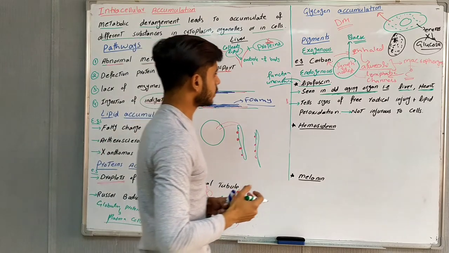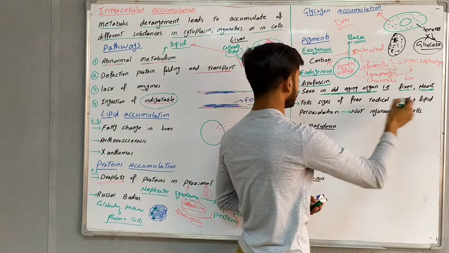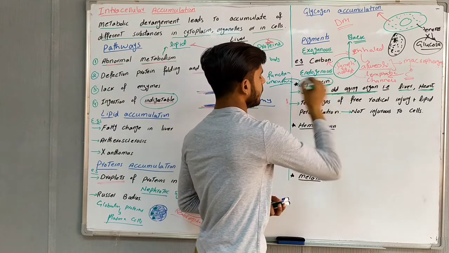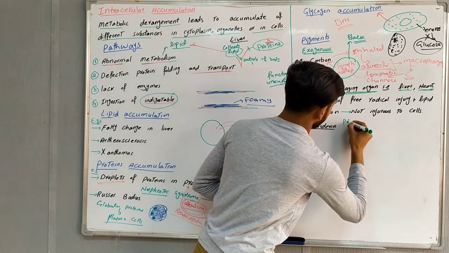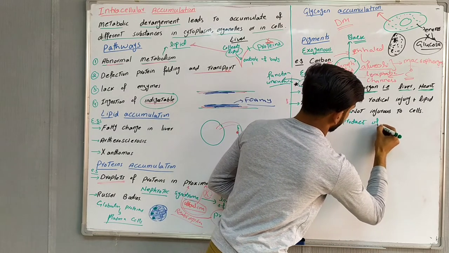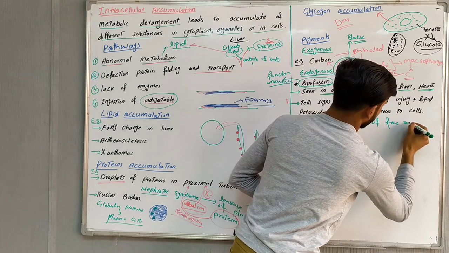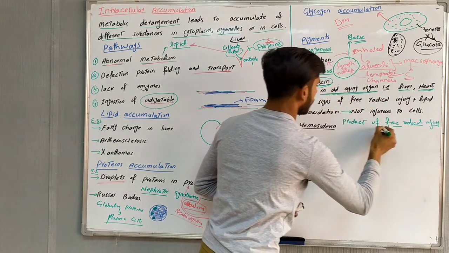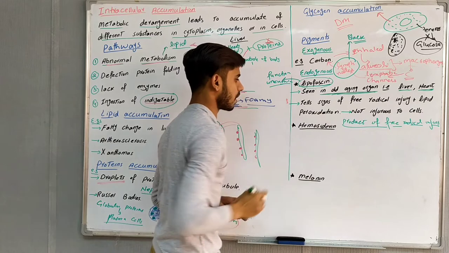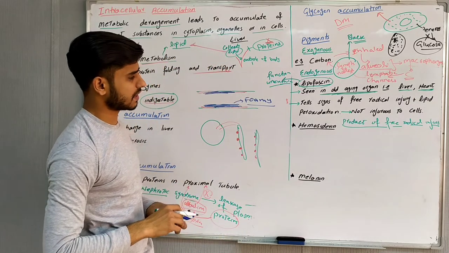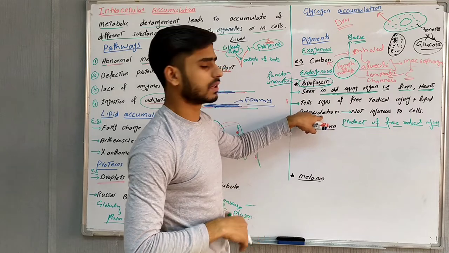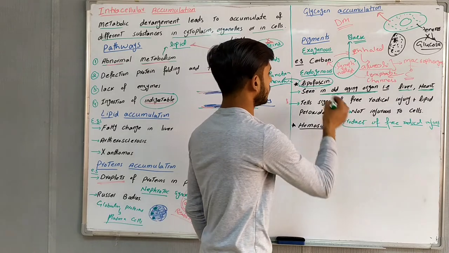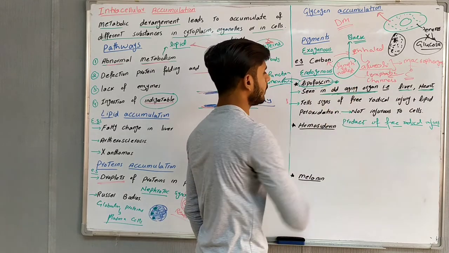The next part is that lipofuscin tells us the signs of free radical injury plus lipid peroxidation. Lipofuscin is the product of free radical injury. When free radical injury happens in the cell, it will cause lipid peroxidation. I have just explained in the previous lecture that lipid peroxidation means destruction of the lipid membrane. The lipid membrane will be destroyed by oxidation. Then this lipofuscin pigment will be produced.